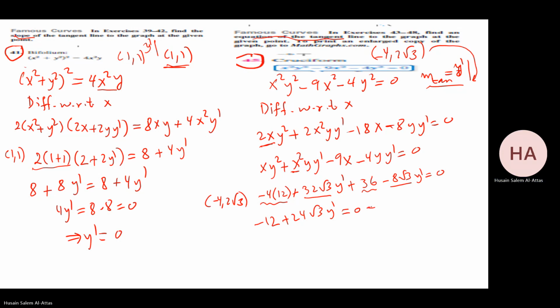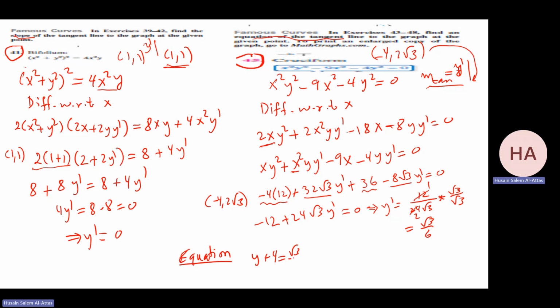So y prime will be 12 over 24 square root of 3. This is 1, this is 2. Rationalize. I'm getting square root of 3 over 6. That will be the slope. So it will be the equation: y plus 4 equals root 3 over 6 times x minus 2 root 3.